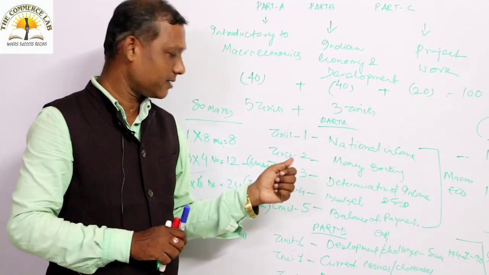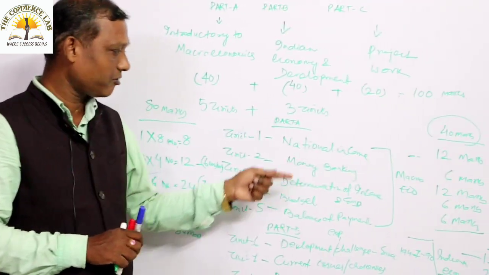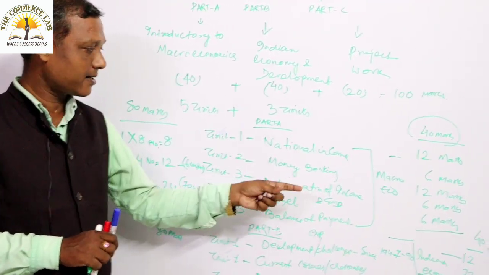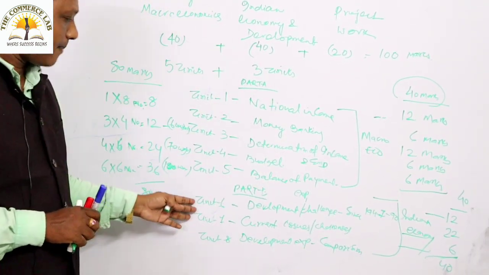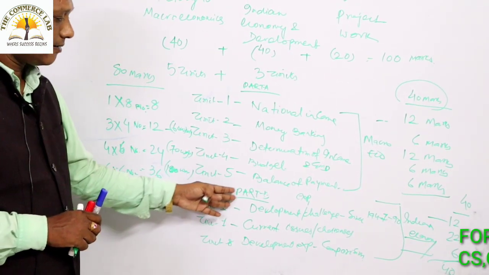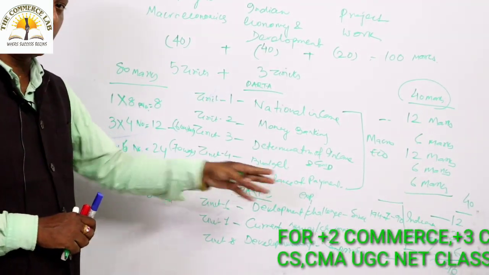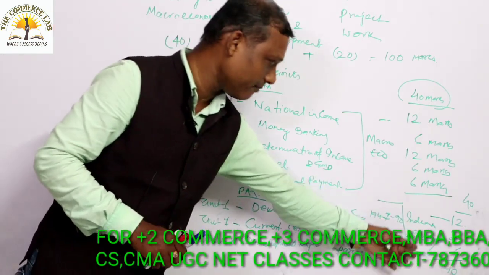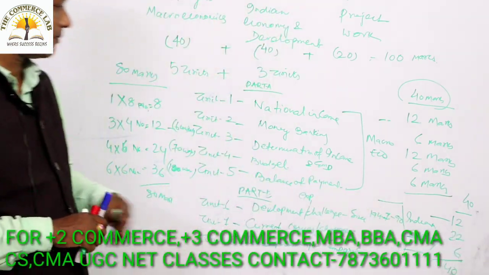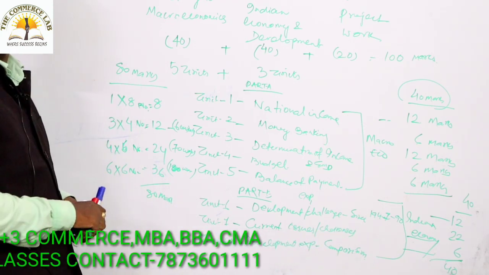Unit 1 is 12 marks, Unit 2 is 6 marks, Unit 3 is 12 marks, Unit 4 is 6 marks, Unit 5 is 6 marks. These are the entire 5 units of macroeconomics. And in Part B, Indian economy, Unit 6 is 12 marks, Unit 7 is 22 marks, and Unit 8 is 6 marks, and altogether you are getting 40 marks from Part B, that is your Indian economy. I have given the entire distribution of marks.